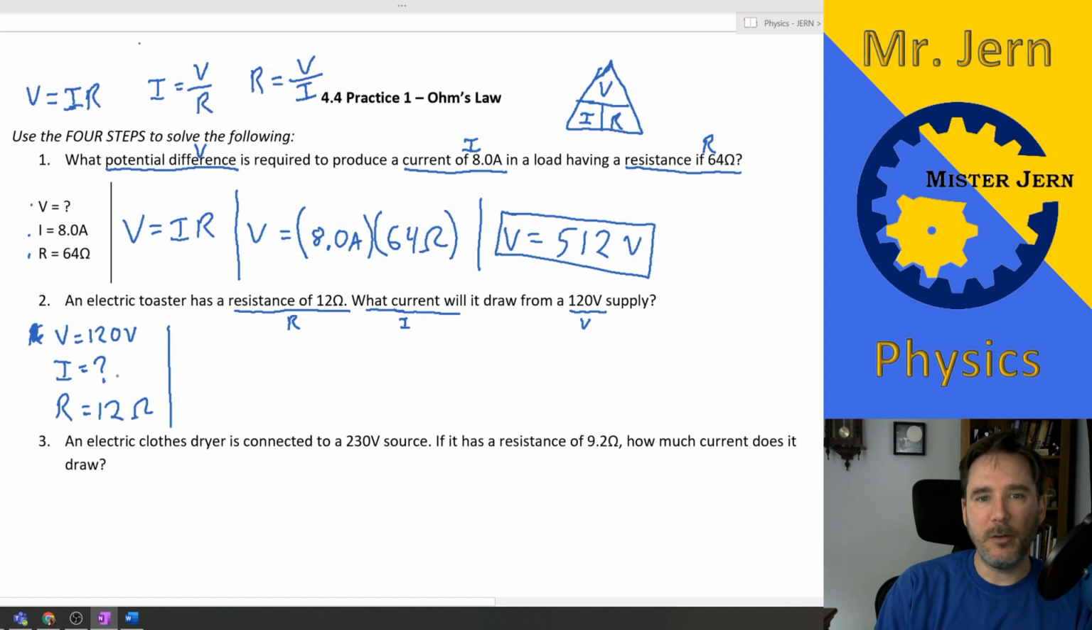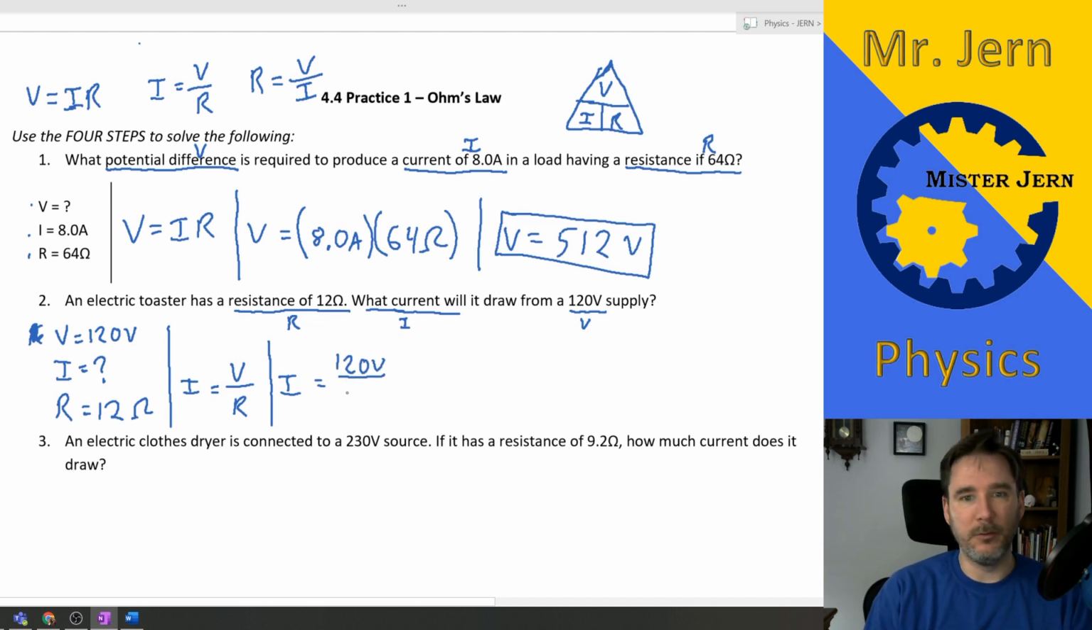So we don't have current, so I'm going to use this equation, I equals V over R. So current is V over R. I'm going to write down which equation I do use. Then I just plug in: current is voltage, 120 volts, divided by resistance, 12 ohms.